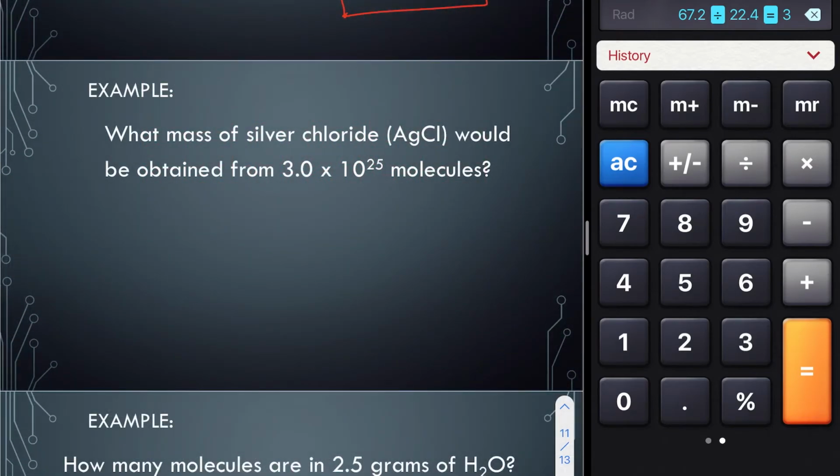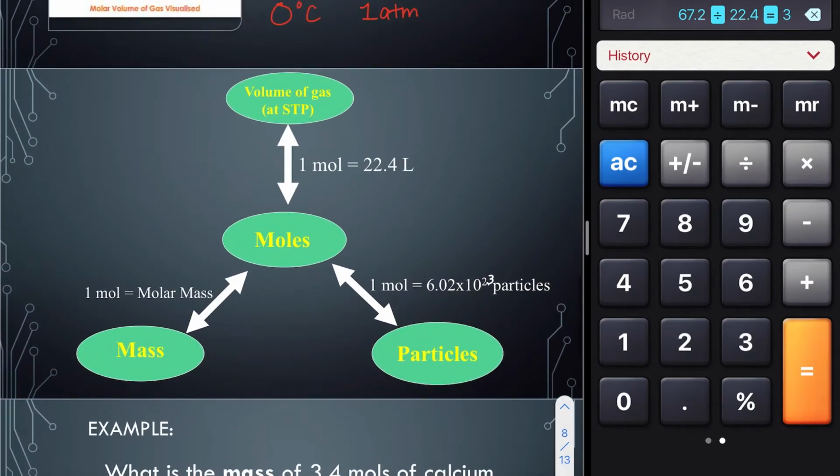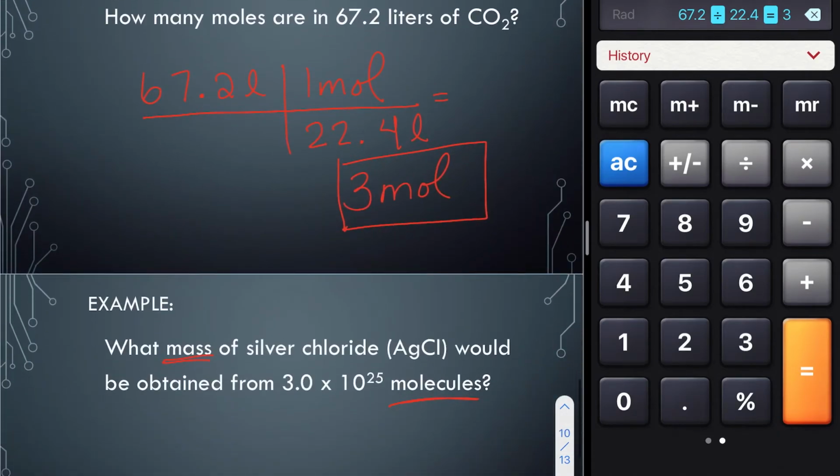Now for the next one, we're going to go through 2 parts of the map. This says what mass of silver chloride would be obtained from 3 times 10 to the 25th molecules. So in this case, I need to go from particles to mass. So I'm going to follow the map through the mole. See, all roads lead through the mole. You'll need to convert to moles first before you can end in particles.